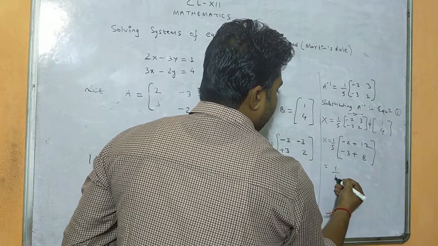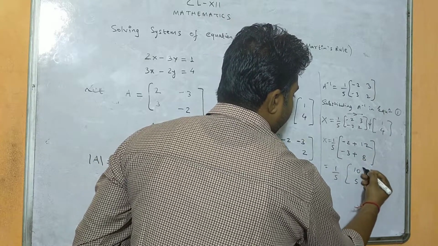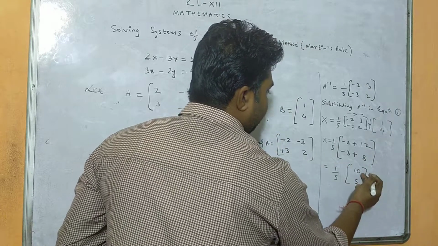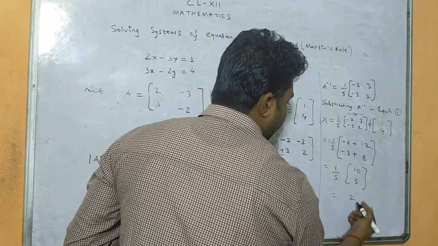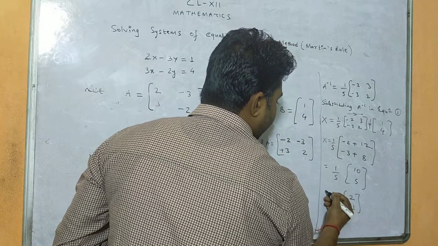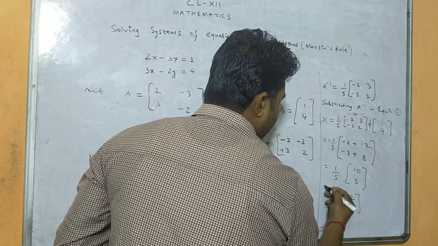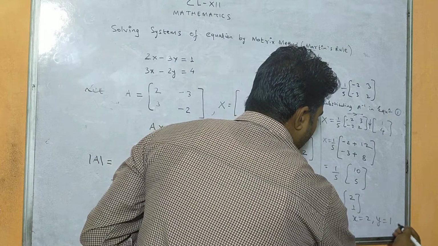So what do we get here? 12 minus 2 is 10, and 8 minus 3 is 5. So 1 by 5 multiplied by 10 gives 2. 1 by 5 multiplied by 5, the 5s cancel, and we get 1. So on the right hand side we got 2 and 1, and the left hand side is X, meaning x and y. Therefore the value of x is 2 and the value of y is 1.